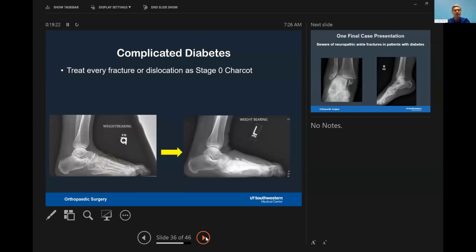stage 0 Charcot. This is a case on your left where a patient came in with some very subtle widening of the plantar aspect of the first metatarsal, was treated for 12 weeks in a total contact cast by a very experienced diabetic foot expert, and then came to see me. And you can see, despite that, still developed a full-blown Charcot deformity that ended up progressing, and ultimately we had to treat with surgery.